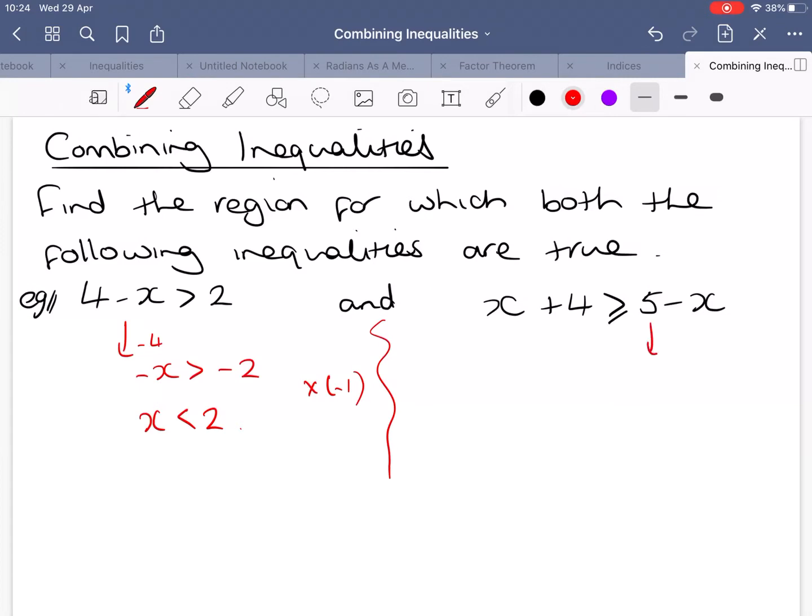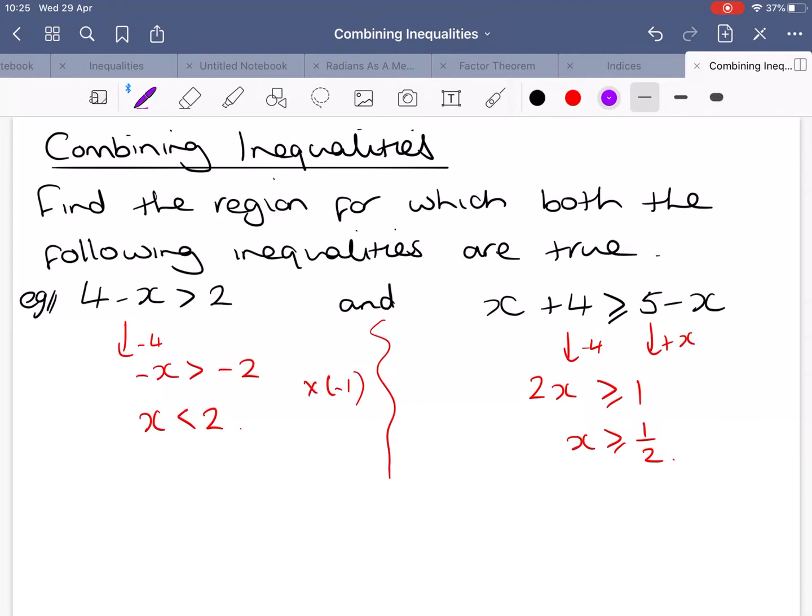Now with this one, I'm going to add the x to both sides, so I get 2x on this side, and I'm going to do the take away 4 at the same time. So I end up with 2x is greater than or equal to 1, so x is greater than or equal to a half. So we want to find the region, in other words, the values of x for which both of these inequalities are true.